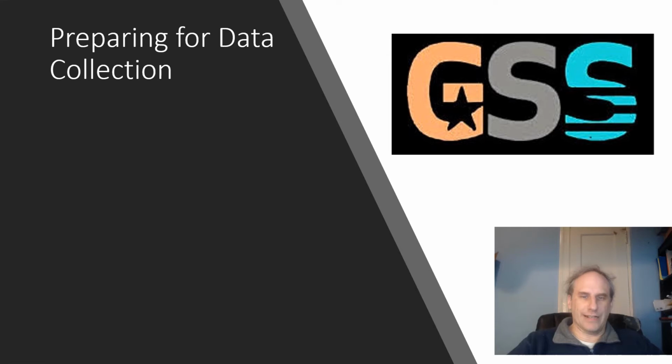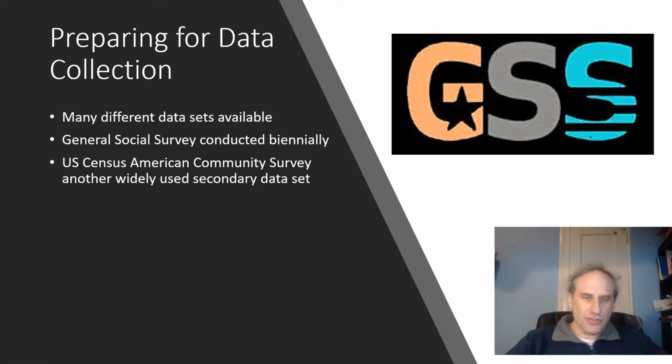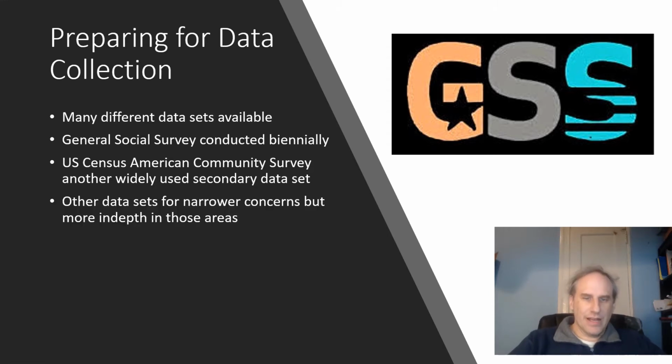So how do you prepare for data collection? First, there are many different data sets available, so you'll have to think about which ones you want to use. The General Social Survey, which we'll be using most of all, is conducted biennially, every 2 years. There's also the US Census American Community Survey, which on top of the main census, which is done every 10 years, is done more often as another widely used secondary data set. There are other data sets for narrower concerns, but often go more in depth in those areas.